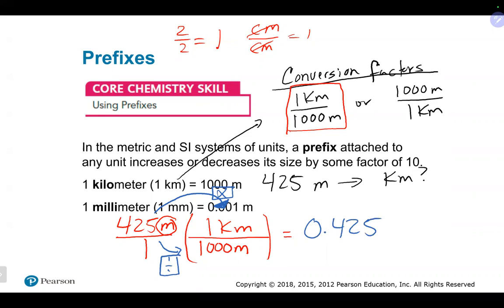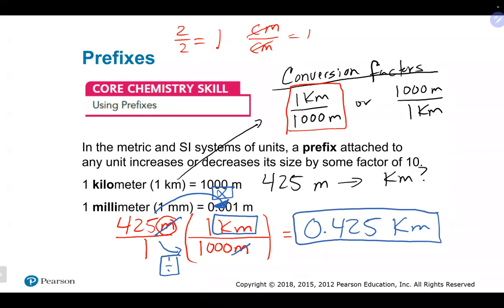Now, in terms of units, because we have meters on top and we have meters on the bottom, we essentially divided meters by meters, which means they cancel out. The unit that we are looking for is still on top, which means that unit comes over here, and we have now done our conversion, and we know that there is 0.425 kilometers in 425 meters.